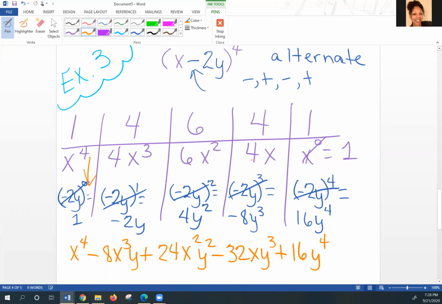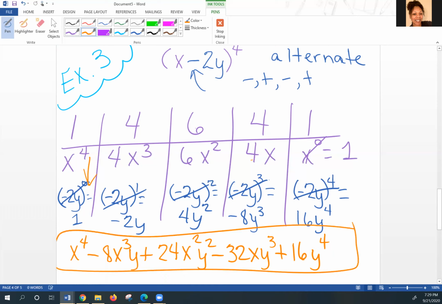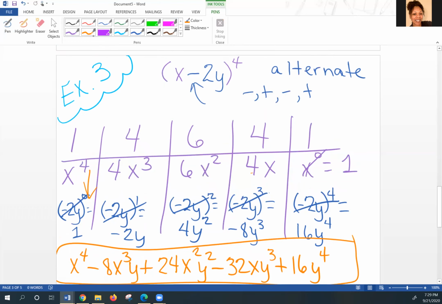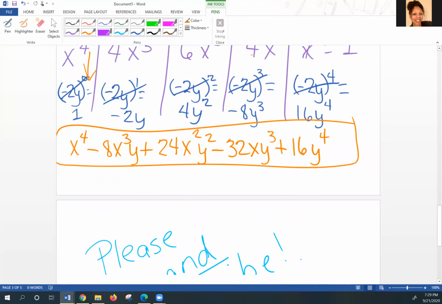With my x's, I'm counting down 4, 3, 2, 1, no x's. And then with my y's, I'm counting backwards, y to the fourth, y to the third, y squared, y to the first, no y. If I am adding my exponents, I see I have a 4, which is what I started with, 4. And then I have a 3 and a 1. 3 plus 1 is 4. 2 plus 2 is 4. 1 plus 3 is 4. And then finally just 4 by itself. So that is how you do Pascal's triangle if you are using the table method.